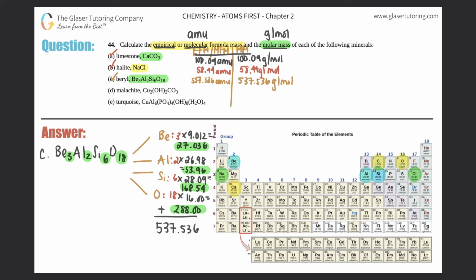Okay. I think we could do D over here. D is malachite, Cu2OH2CO3. So Cu2OH2CO3. How many different elements are here? Well, there's copper, right? There's an oxygen here, but there's also an oxygen here. There's hydrogen, and then we got carbon. So there's really 1, 2, 3, 4, 5 different elements.